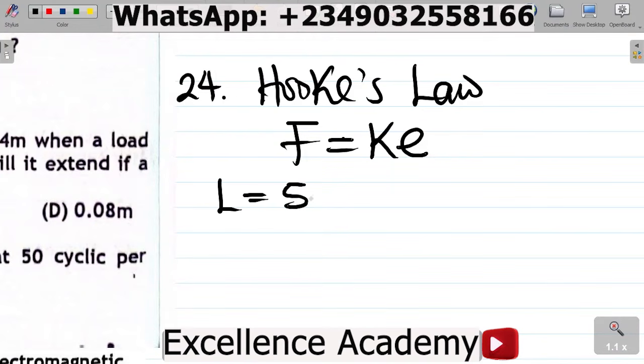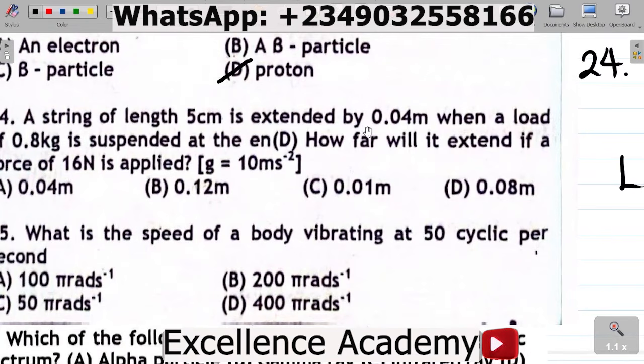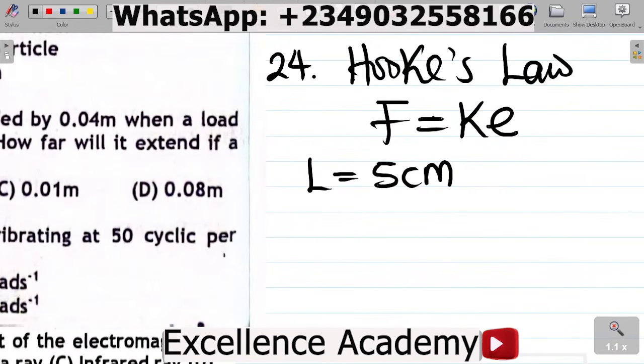It's equal to 5 cm. Perhaps we need to convert. Next, they said it is extended by 0.04 meter. So extension E is equal to 0.04 in meters.